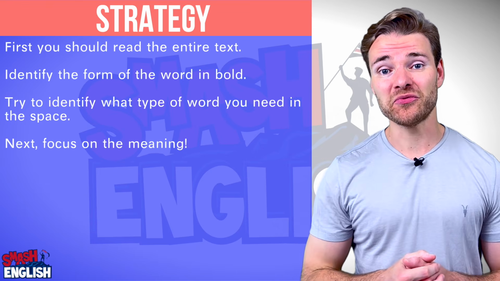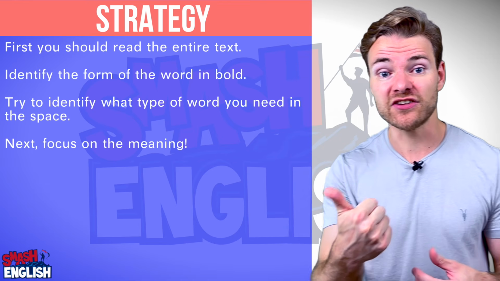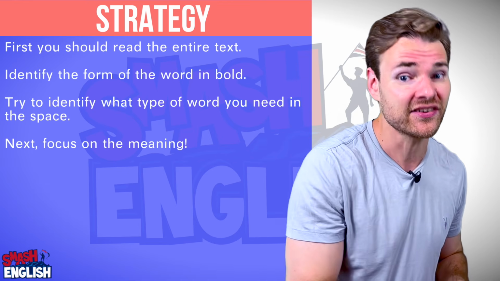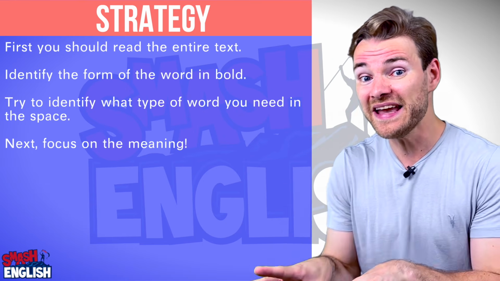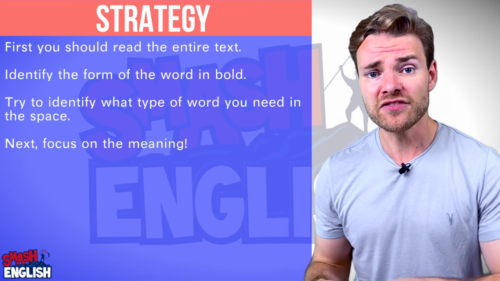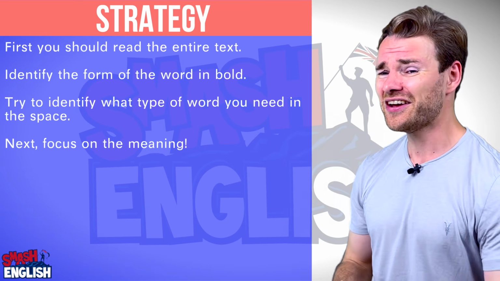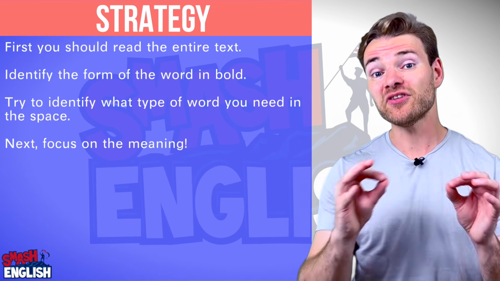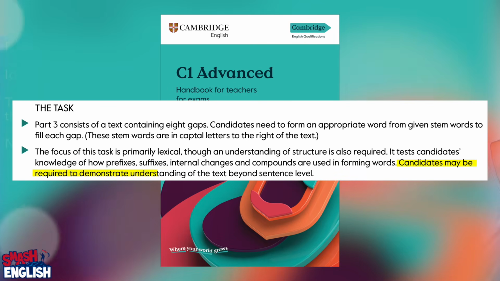And this is where some students make a big mistake, because they identify what type of word they need. They correctly form a word that is grammatically possible in the space. However, because they have not read the text properly, they make a mistake with the meaning. And if you make a mistake with the meaning, then your answer is going to be wrong. And if your answer is going to be wrong, then you're one step closer to failing your exam. In fact, the Cambridge Handbook explicitly states candidates may be required to demonstrate understanding of the text beyond sentence level.